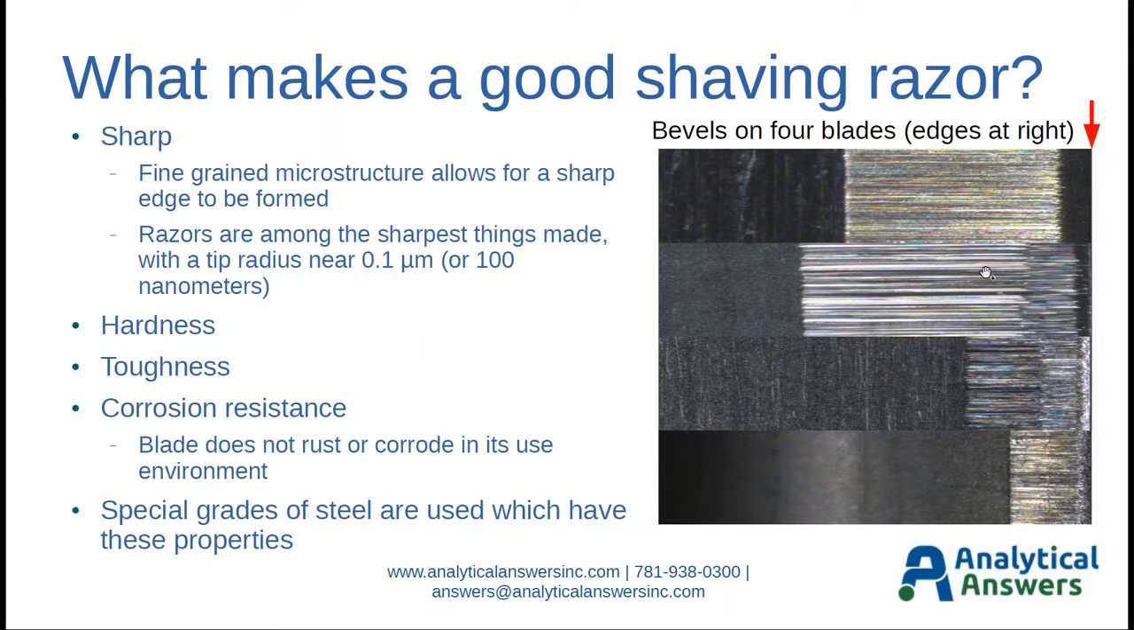The picture on the right here is just an example showing the different bevels that are ground onto 4 different blades, and all their sharp cutting edges are aligned on the right-hand edge of the photo with the arrow. And you can see that the second one from the top has a very, very long grind, about 1 millimeter long, which is huge compared to the one on the very bottom.